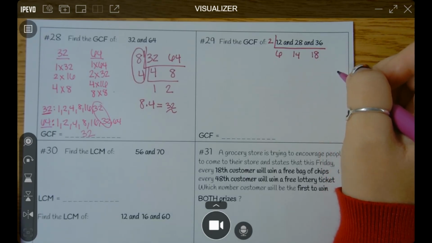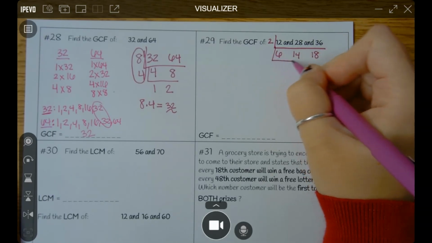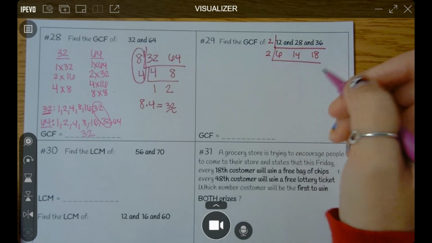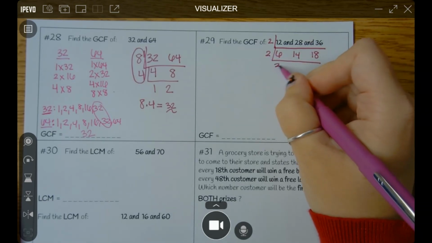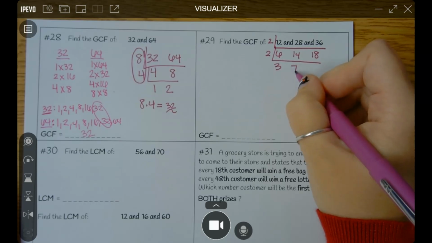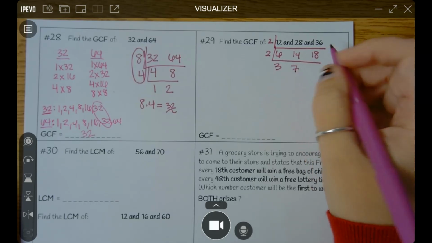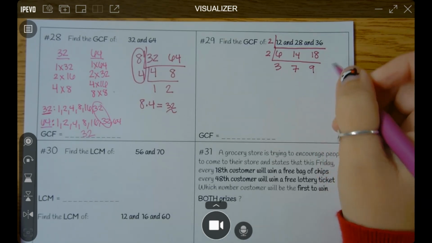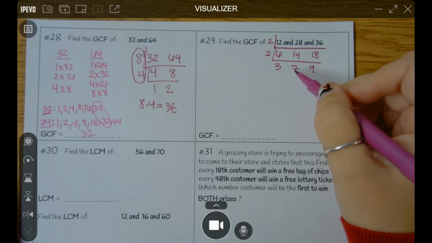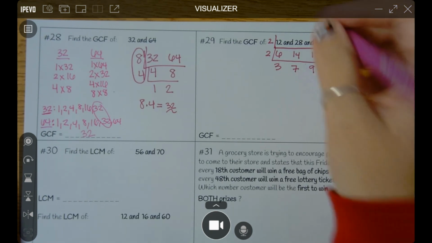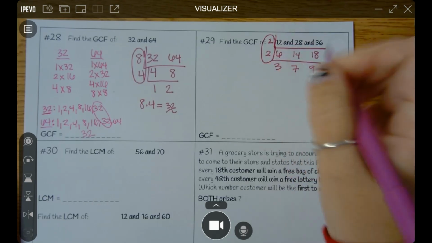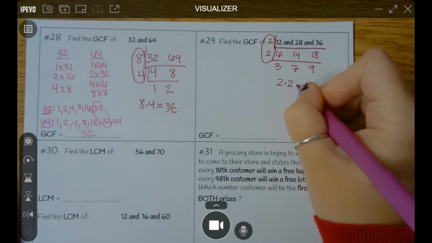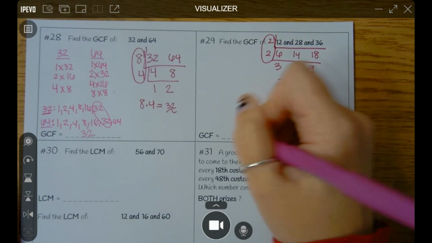Now, am I done? No, because they're all even, so I know 2 can go in again. And 2 goes into 6 3 times. 2 goes into 14 7 times. And 2 goes into 18 how many times? 9 times. Now, I know 3 can go into 3 and 9, but can 3 go into 7? No. So there's no longer any more factors that they all share. So this along the side is my GCF. Whatever 2 times 2 is, then, hey, look at that. It's 4.